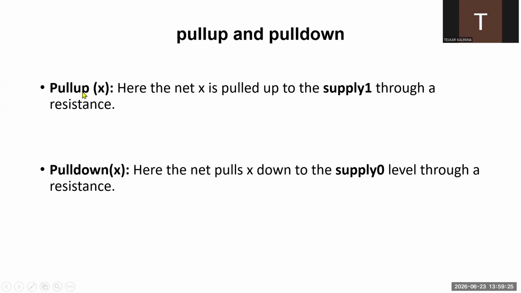So as already said, we can use the pullup and pulldown, we can instantiate them using the names. Here X stands for the net which is connected to supply1 through a resistance. So we can simply write it as pullup of X. Similarly, if the net X is connected to supply0 through a resistance, then we can use the pulldown of X. Like that, we can represent it in the program.